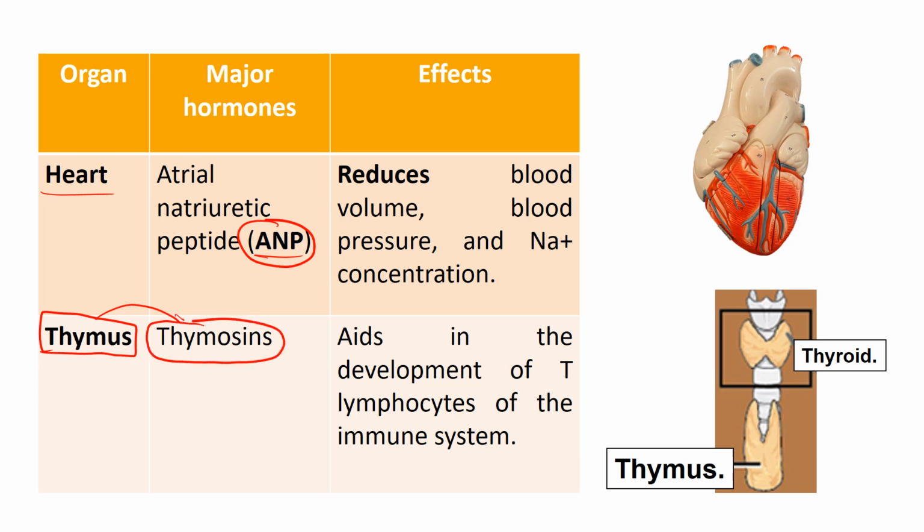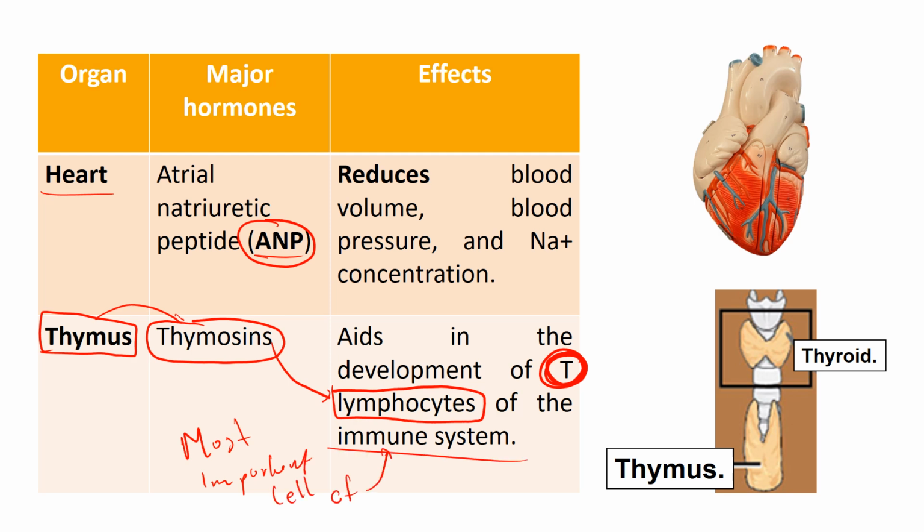And thymosins are the hormones that will affect these cells called lymphocytes, but specifically T lymphocytes. That is the key. T lymphocytes are the most important cells of the immune system. Okay, so it's the most important cell. Your immune system is what protects you against infection and fights pathogens, right?